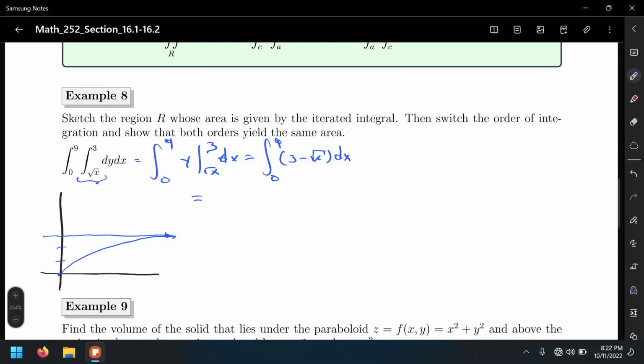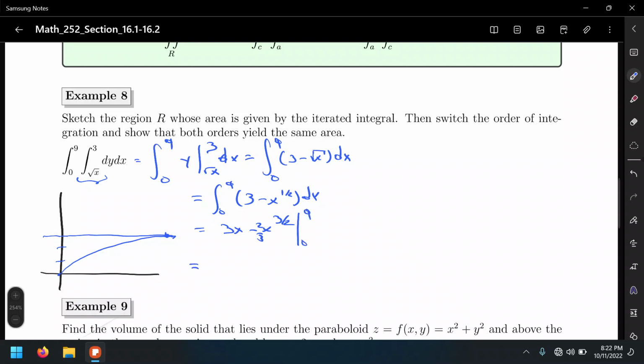So that's the integral. If we want to evaluate the integral of square root of x, we would need to change it to rational exponent form. So that's going to be the integral from 0 to 9 of x to the 1/2. The antiderivative is x to the 3 halves over 3 halves, which is 2/3 instead. And let's go from 0 to 9.